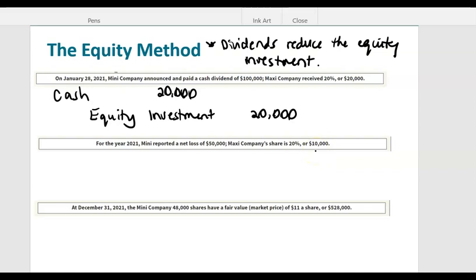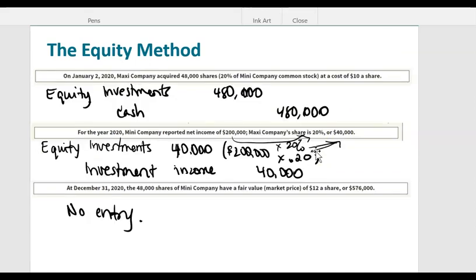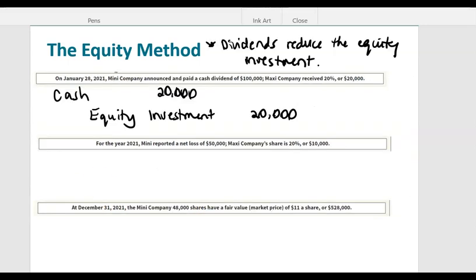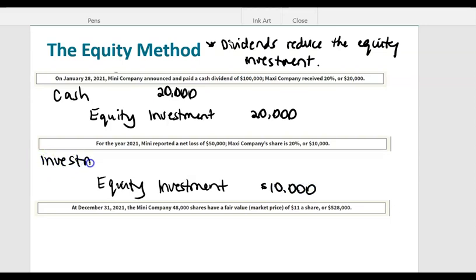How do we record that loss? Remember when we had a net income, we debited to increase the equity investment account, and we credited to increase investment income. Now we're going to flip these two. We need to decrease the investment, so we're going to credit the equity investment account 10,000, and we are going to debit the account investment loss for 10,000.